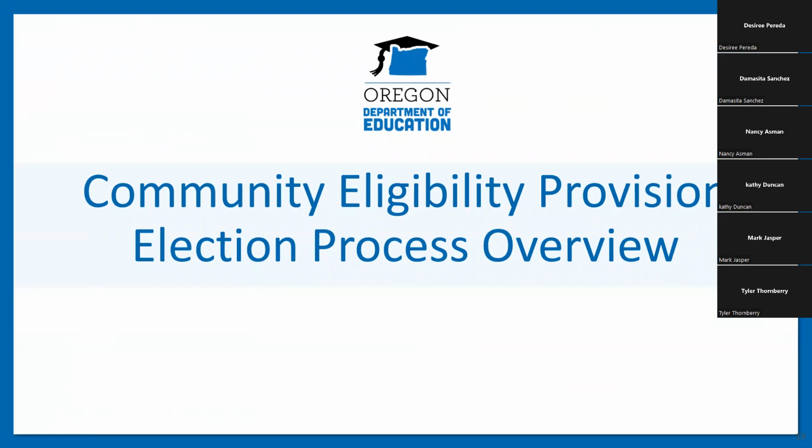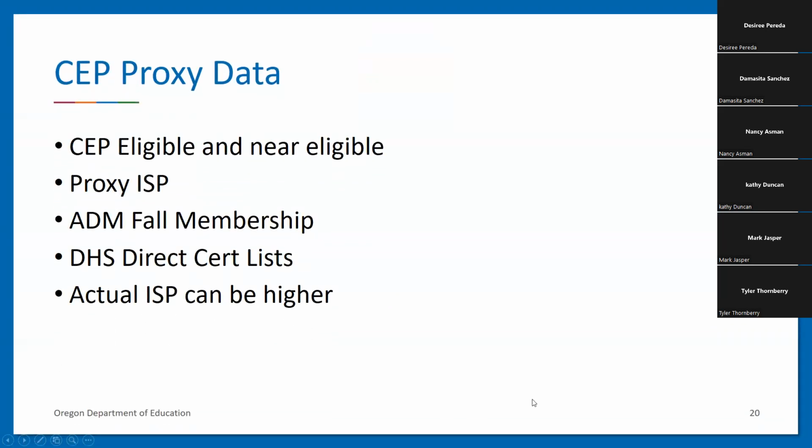Now we're going to move into the community eligibility provision election process overview. Before we get into the details of the CEP election process, it's important to have an understanding of CEP proxy data and how to interpret it. ODE is federally mandated to publish lists of eligible and near eligible districts by May 1st of every year. ODE has created lists that have proxy identified eligible student percentages for all Oregon districts and schools. You may check the proxy data for your school district or school on the ODE Special Provisions webpage, and we'll be providing a link at the end of the webinar for that webpage.